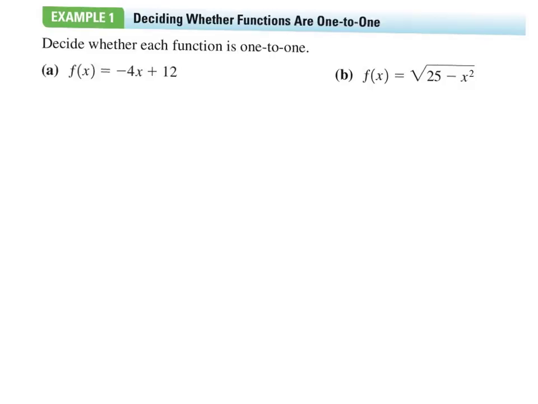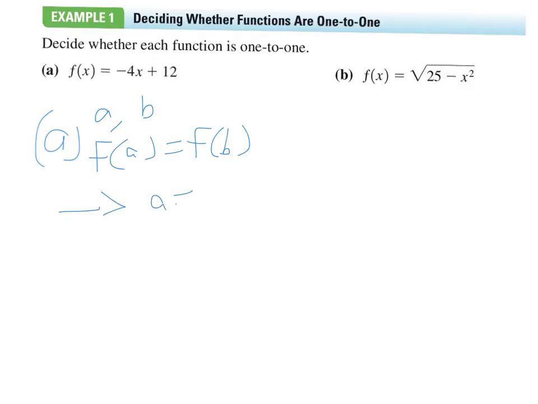Alright, for this example, it's a two-part example. Decide whether each function is 1-to-1. Let's start with part A. It might be easier if we use the contrapositive. Take two random x values, a and b. We're going to show that if we plug in their y values and set them equal to each other, this will lead us to the conclusion that the x values also have to be equal.